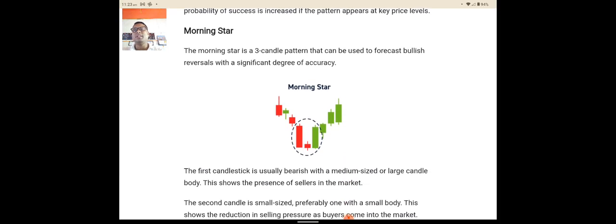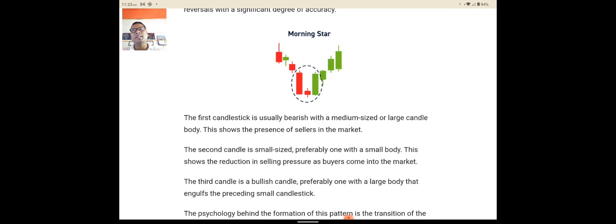Morning star. The morning star is a three candle pattern that can be used to forecast bullish reversions with a significant degree of accuracy. It consists of three candles: first a large bearish candle, then a smaller bearish candle, and then a green candle that forms.